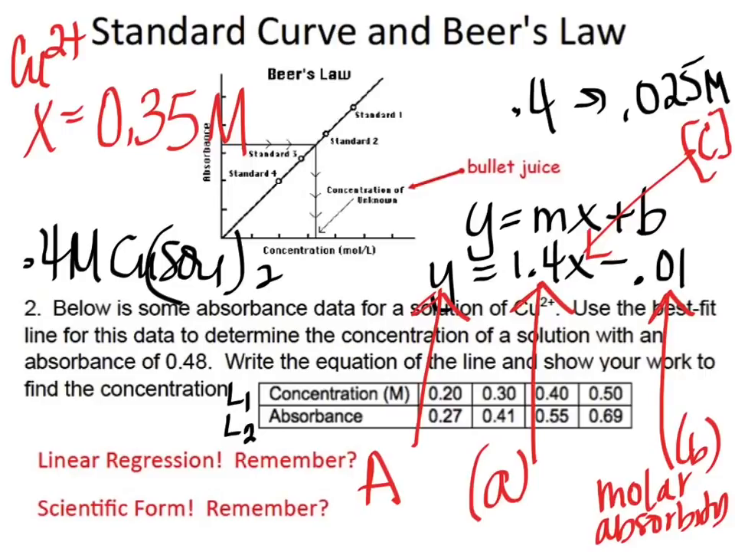Does that make sense? So Y equals mx plus b. We're going to use that throughout the year in here. Yes? What was X? X is my concentration. That's C. And when she solved for it, she got 0.35 molar.